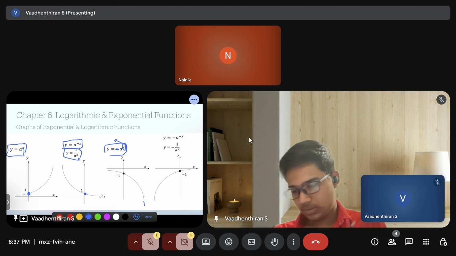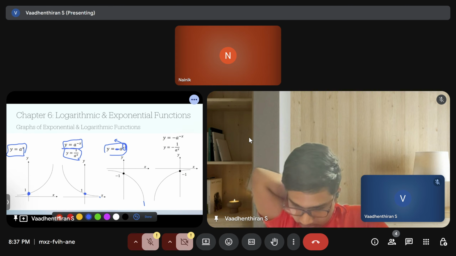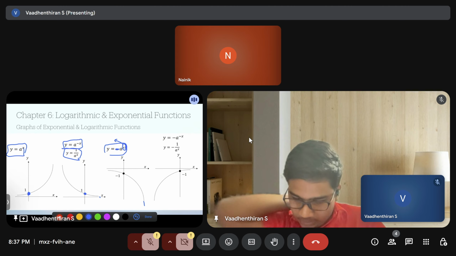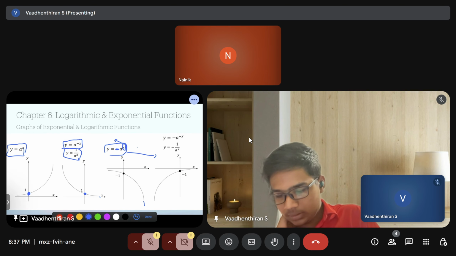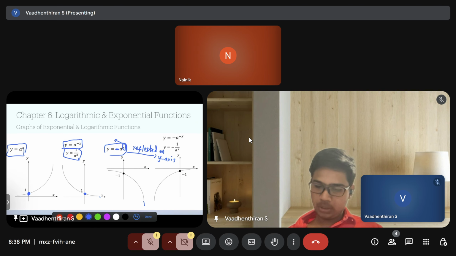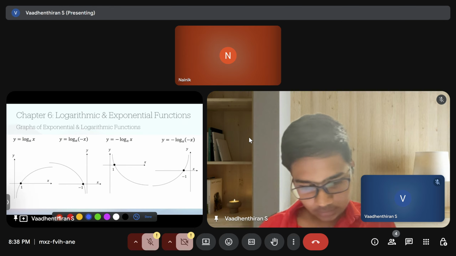And then minus a to the minus x is basically minus 1 over a to the x. That is reflected over the y-axis of this graph. This graph is reflected on the y-axis. Got it? Quite simple.